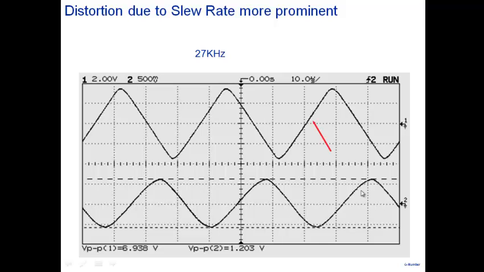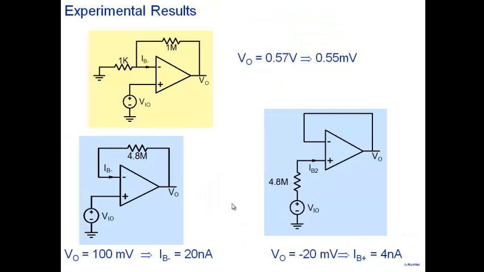The input is a sinusoid. The output looks like a triangular wave, because it's not able to follow the slopes here. So the signals then become distorted. The sinusoid becomes distorted. Similarly, if you feed in a square wave, it will get distorted. It will not be a very nice triangular wave. Okay. So slew rate is something that you need to worry about.